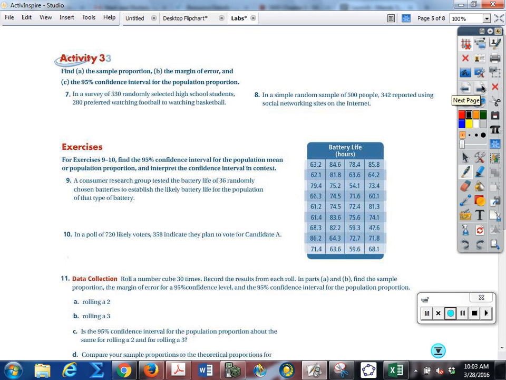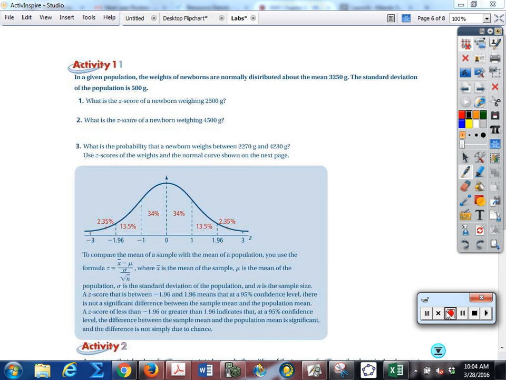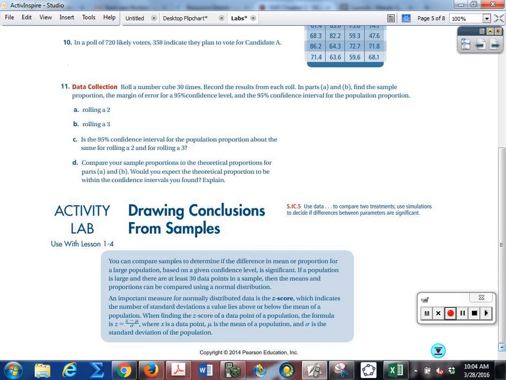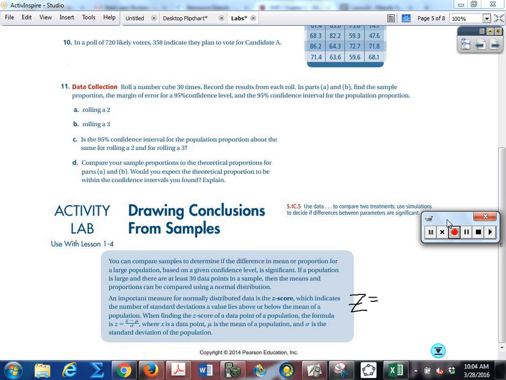So right here it says drawing conclusions from samples. It has the z-score. The z-score is, you take the data point, which is x, the data point. You take the mean of the population and you divide it by the standard deviation. So that's the z-score. It tells you how many standard deviations the number is from the middle, from the mean.